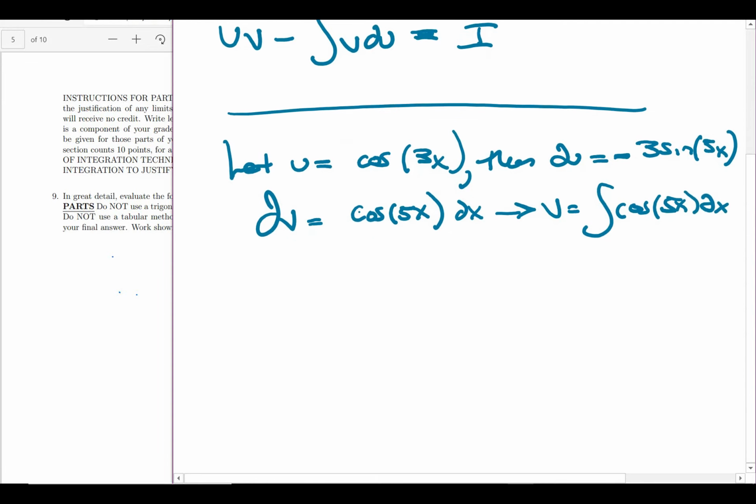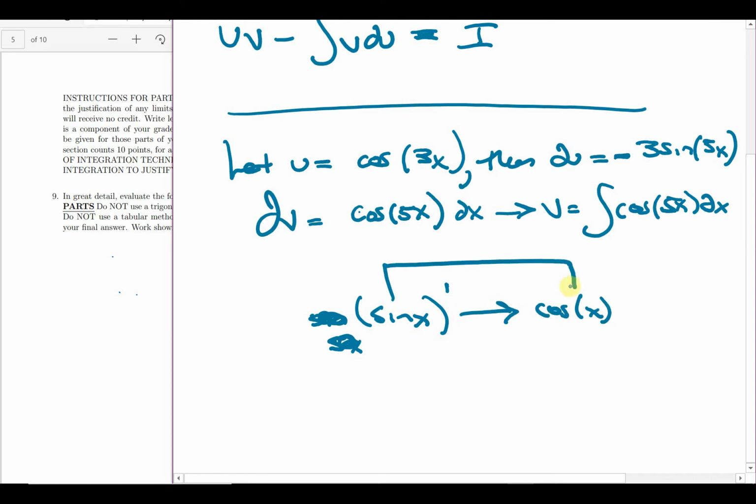So what we know is if we have, let's say, sine x, the derivative of sine x goes to cosine x. So if we take the derivative, that's this direction, and then this direction is the integral.